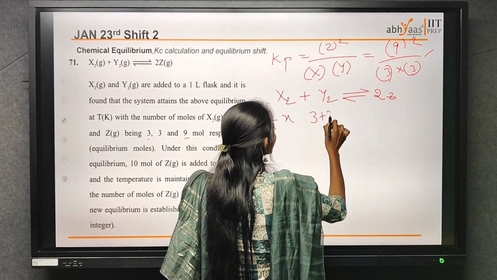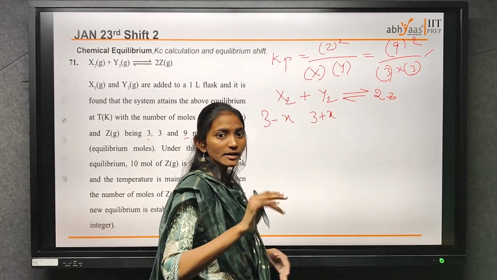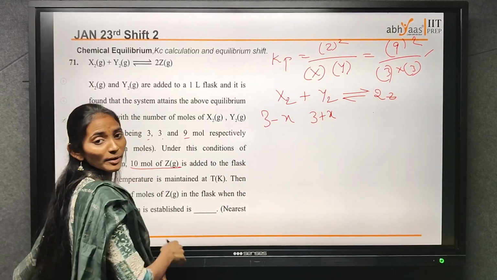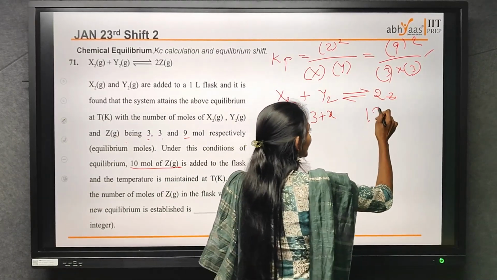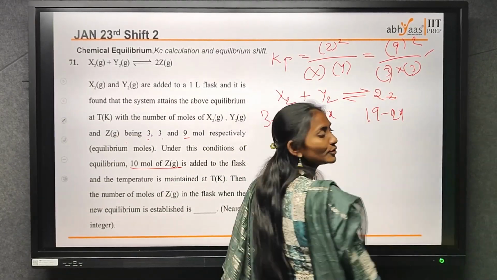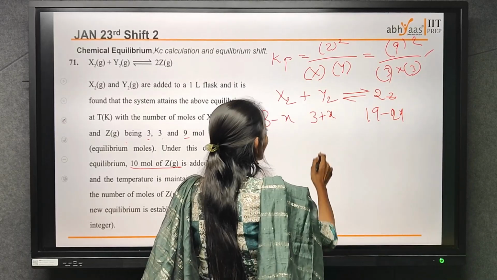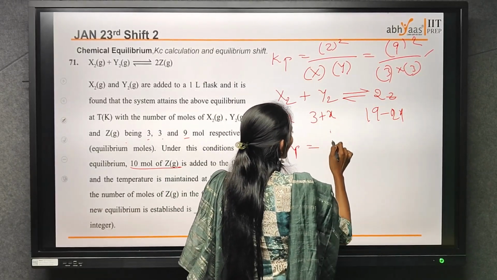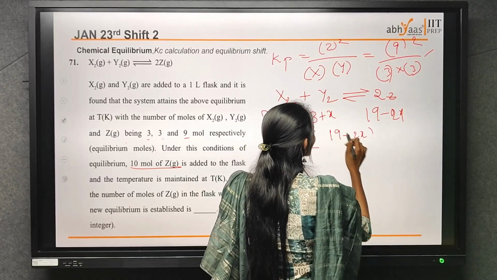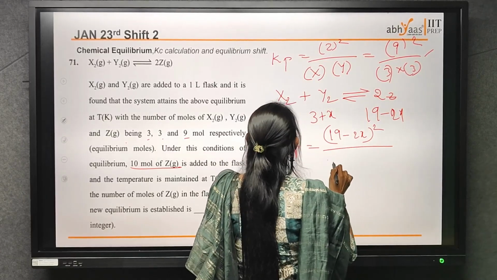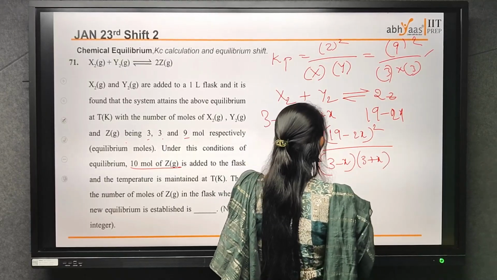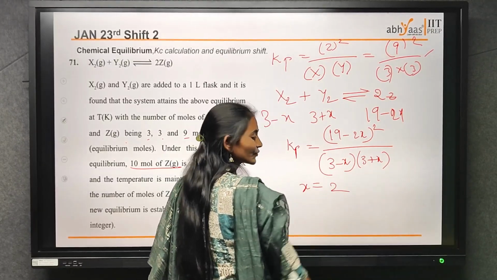Here we are having 3 plus x. Here you are having only 9, right? They are telling that under this condition add 10 ml. Means for 9 we are adding 19 minus 2x, right? So then what we are getting here, Kp is equals to (19 minus 2x) square by (3 minus x) into (3 plus x). Upon doing this, your x will be 2, right?